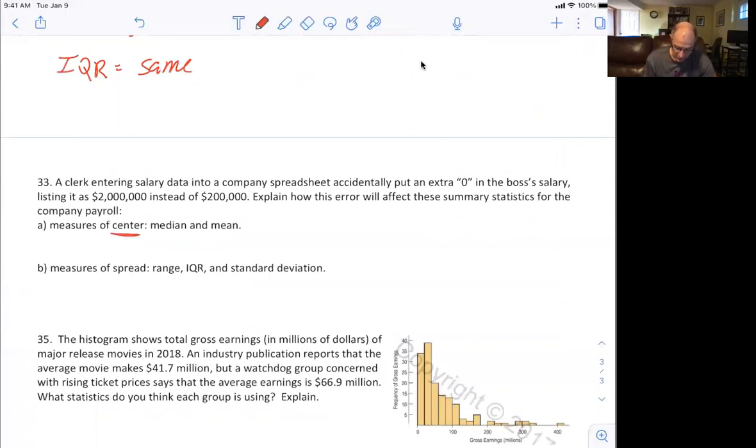All right, a clerk entering data into the company spreadsheet accidentally put an extra 0 in the boss's salary, listing it as 2 million instead of 200,000. Explain how this error will affect the summary statistics. So there are measures of center. Again, here we have our pieces of data on a number line. A few people make this, a few people make this, et cetera. Those are my dollars. So instead of the boss being here, she accidentally put an extra 0, and that makes the boss clear out there. What's going to happen to my median if I take this piece and move it clear out there? My median is going to still be right there. It's going to remain unchanged.